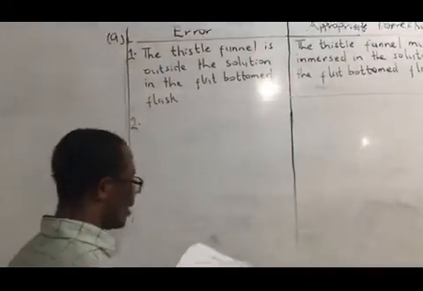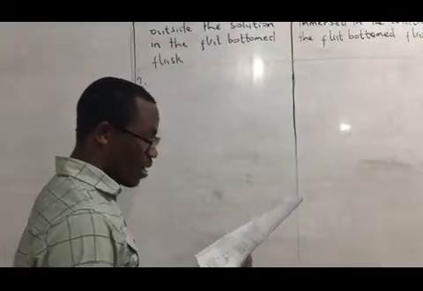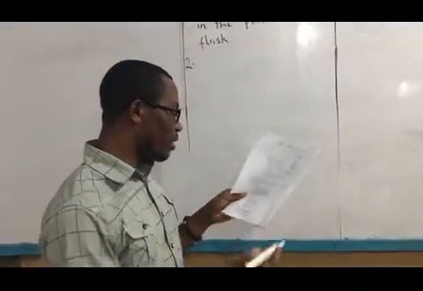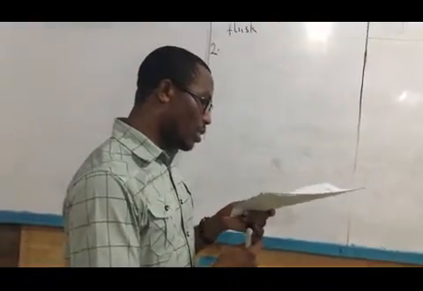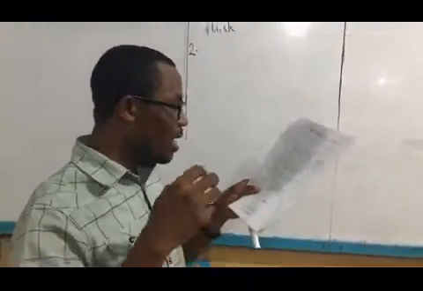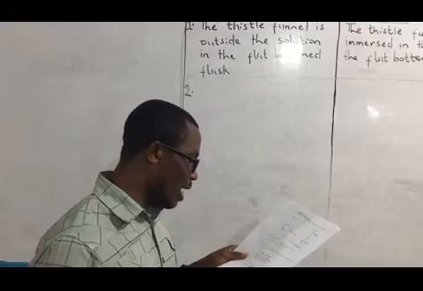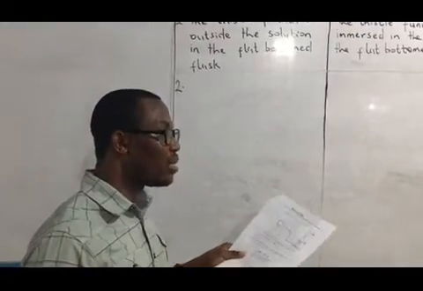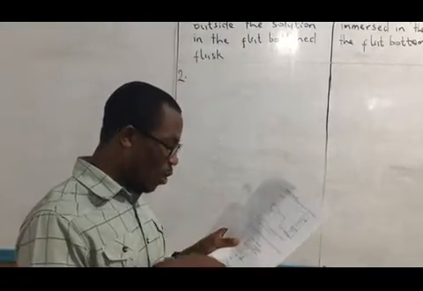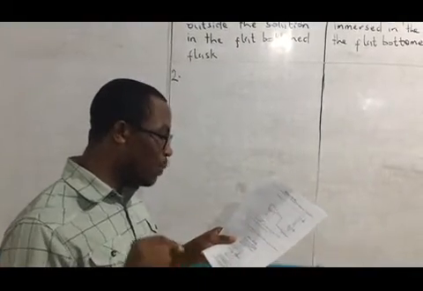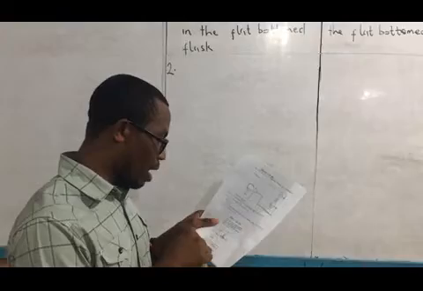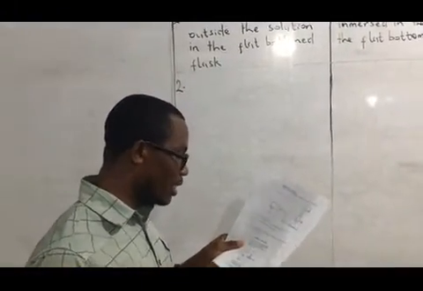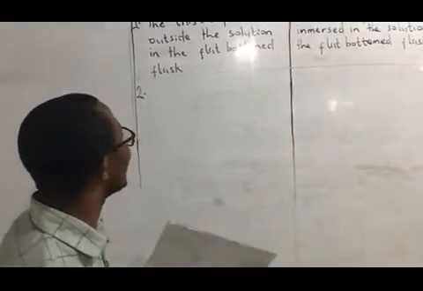Now, what is the second error? I also told you that when you have a setup in which there is a basin containing the beehive stand on which the gas jar is, your delivery tube must be immersed or inserted into the beehive stand. But if you look at the diagram, the delivery tube is outside. It's outside the beehive stand. So that is one source.